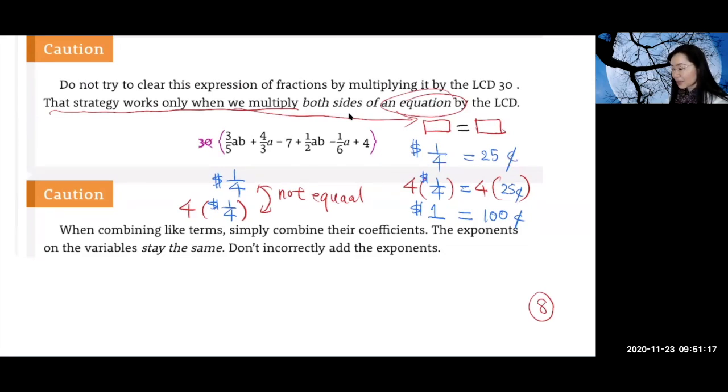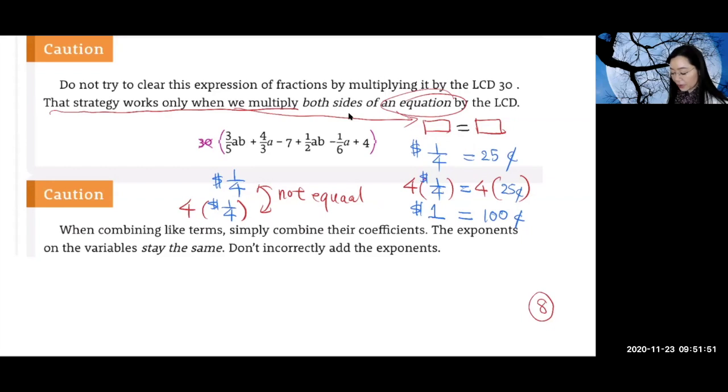Now you can multiply both sides by 4. Remember, an equation has two sides, so you multiply both sides by 4. Now this side here you get $1, and this side here you get 100 cents. $1 is still equal to 100 cents, right? Still equal. So that's an equation. However, this one over here is not an equation. This is an expression. An expression has only one side. An equation has two sides, with the equal sign in between.